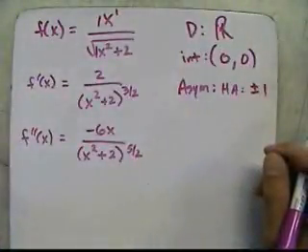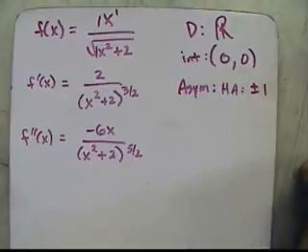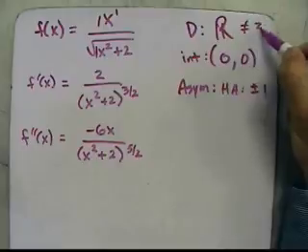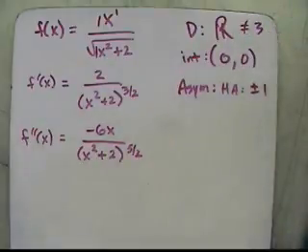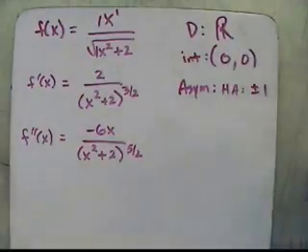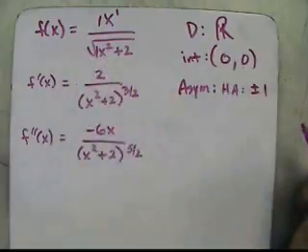Okay, how do you tell where to look for a vertical or horizontal? Vertical is a domain restriction. So vertical is, if this said something like not equal to 3, 3 would be a vertical, right? Or a hole, one of the two. You have to be a little bit careful on that. But if there are no restrictions there, we don't have any vertical asymptotes to worry about. Horizontal, you look at it, it has to be a fraction. It has to be the powers that you're searching for.